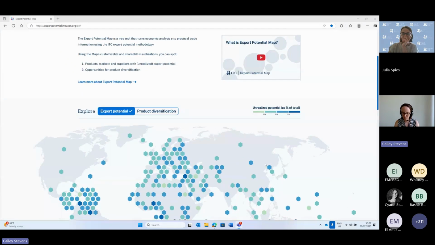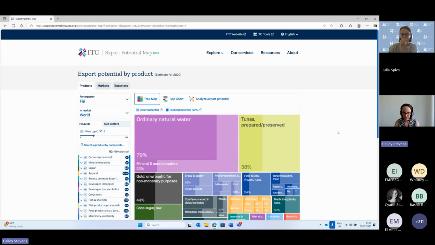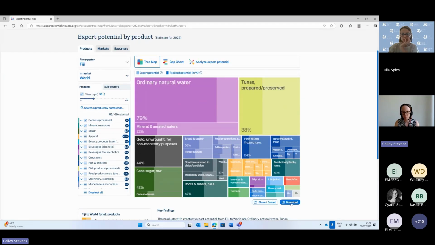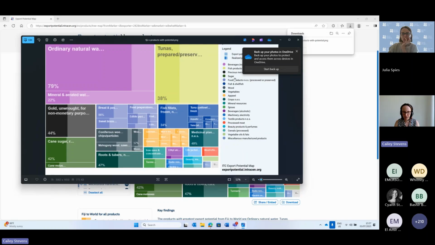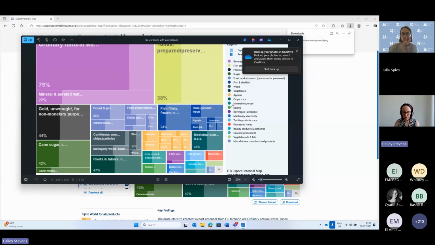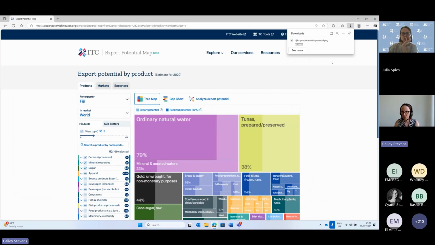All right, so let me show you what you get when you click download. If we, for example, take Fiji and click download, it's going to download the chart. So you'll basically get a download of this chart showing the products. Well, actually it's showing the subsector of the product. And you can use these charts to put them directly in reports that you may have to write.